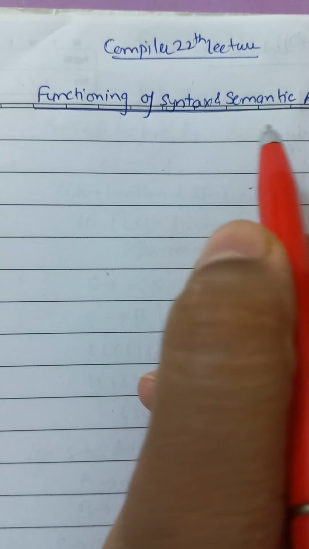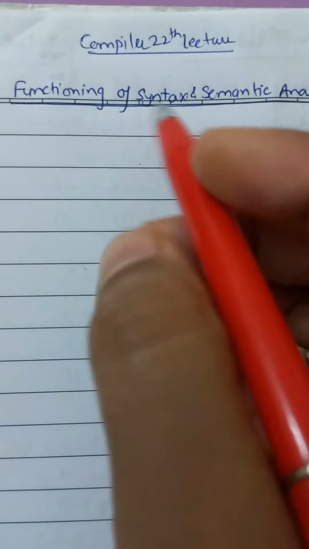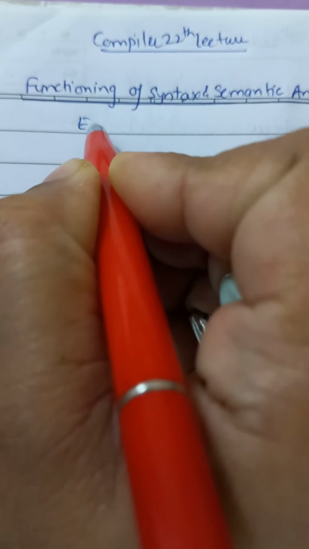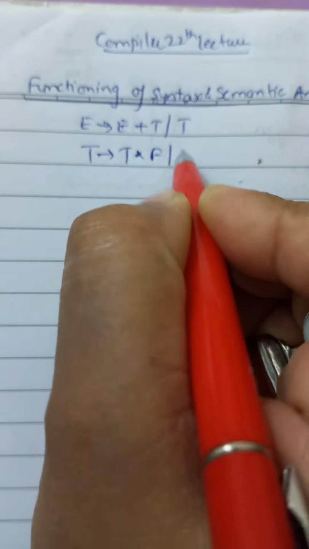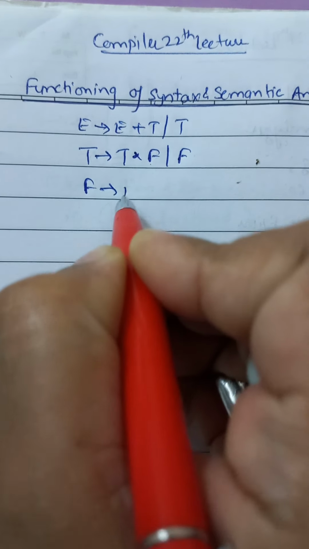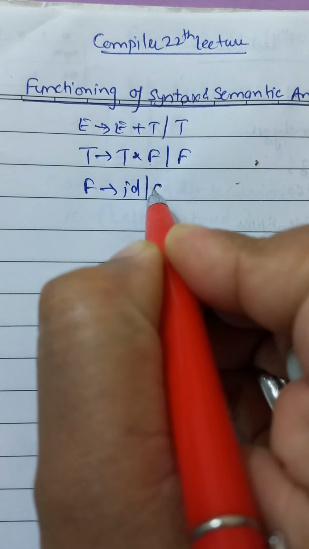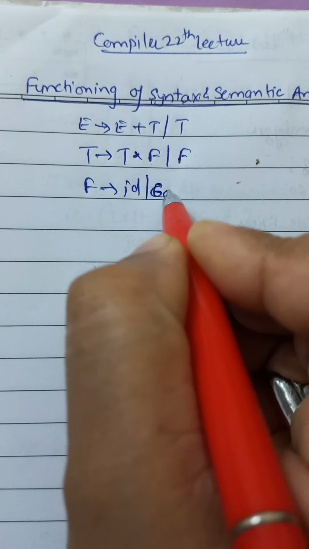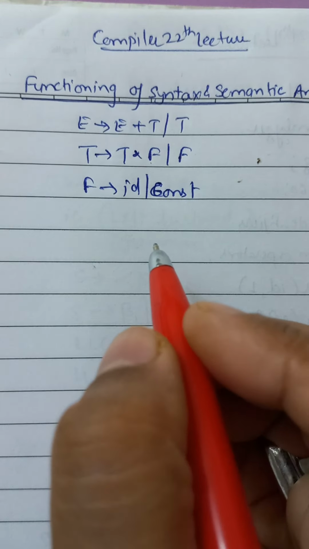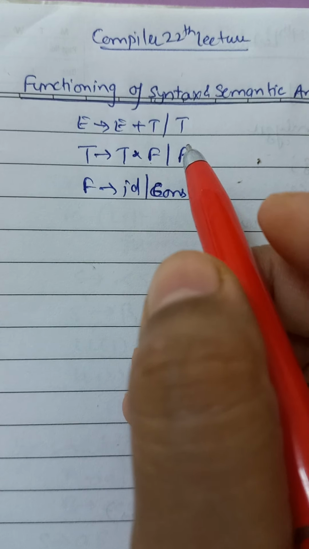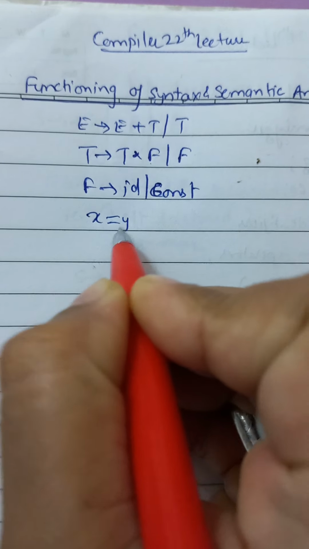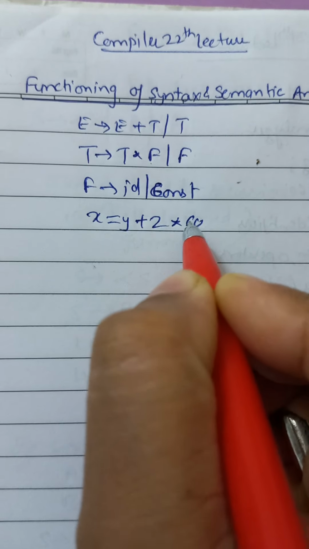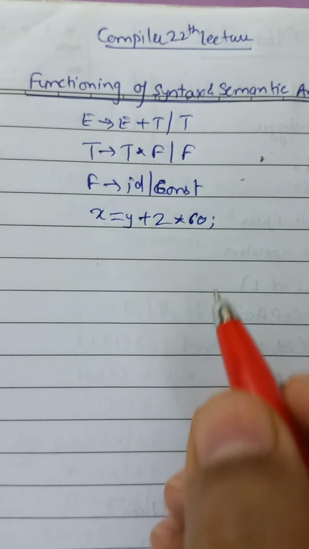Functioning of syntax and semantic analyzer. Suppose we have this grammar: E → E + T | T, T → T * F | F, and F → id | constant. This grammar is constructed by the parser, and we have x = y + z * 60. This is given to us.